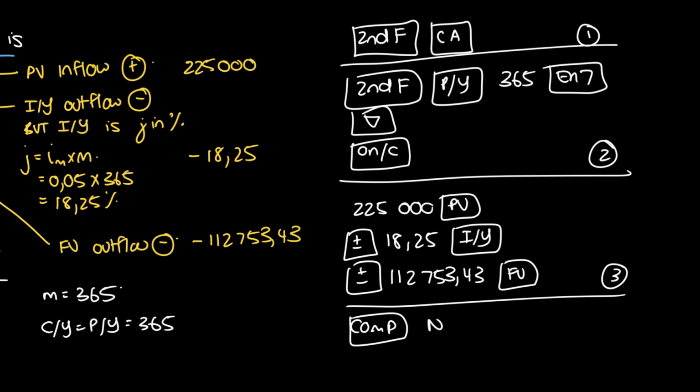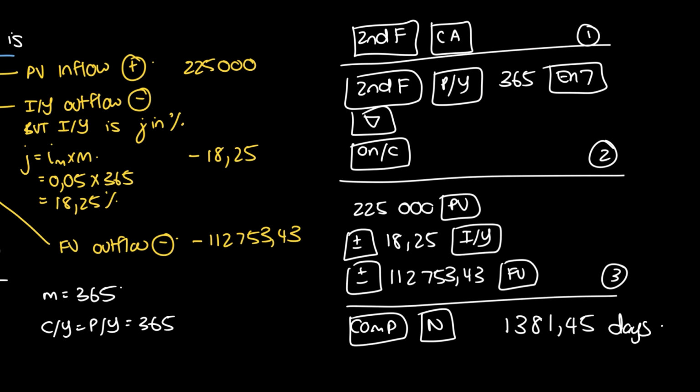So to compute N, it's going to come up as 1381.45. And that's in days because we entered our compounding period as 365. So the units of this N that pops up here will coincide with the units of the CY that we inputted. So it would be days.